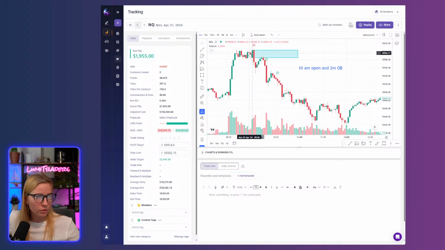That's it. So as you can see, we got 10 a.m. open right here, price traded above 10 a.m. open, offered order block, short. Yes, only 2R. Sometimes I take partials at internal range liquidity. That's it.